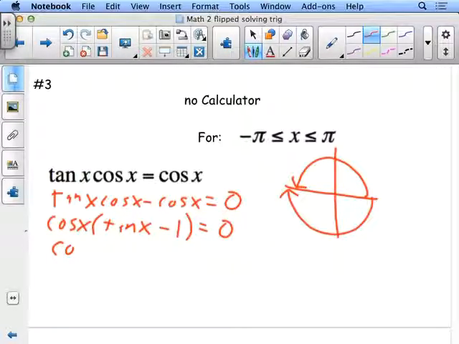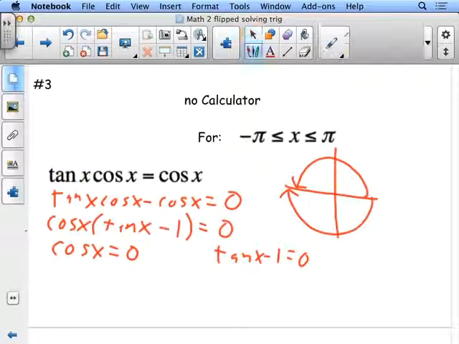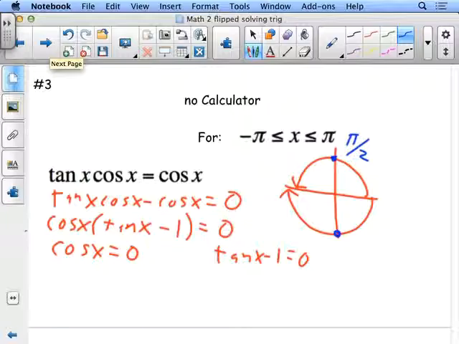So I got to figure out when cosine of x equals 0. I got to figure out when tangent of x minus 1 equals 0. So let's start on the left. Cosine of x, when does that equal 0? Well, it equals here, and it equals here. So at pi halves, and remember I have to go in this direction, so that one works.